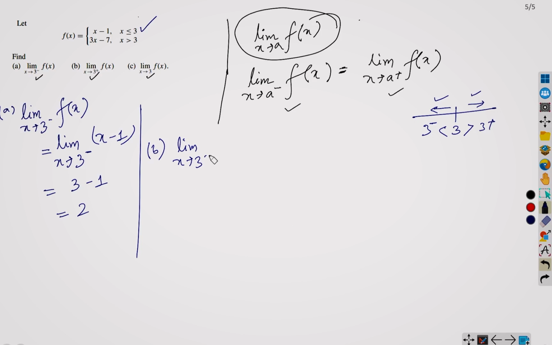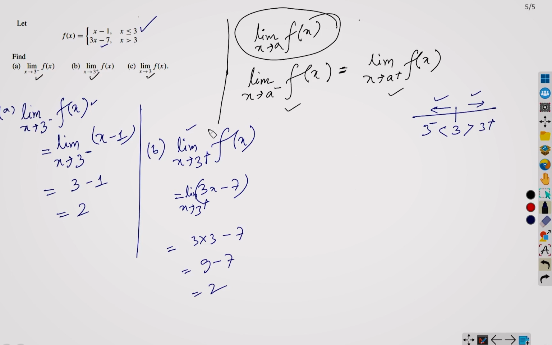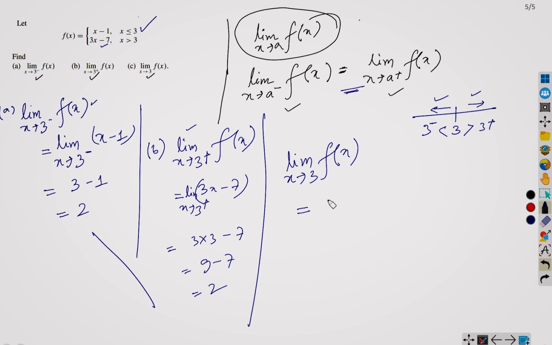Limit x tends to 3 plus. This means when x is greater than 3, so we will now follow this definition. What is the value of f(x) here? 3x minus 7, and we have the limit x tends to 3 plus. If we solve this, 3 times 3 minus 7, this is 9 minus 7, this is 2. Hooray! Both the left hand limit and the right hand limit exist. Not only that, they are also equal. Therefore, this limit will exist. According to the definition of limit, left hand limit and right hand limit exist and they are equal, therefore the value will be 2.